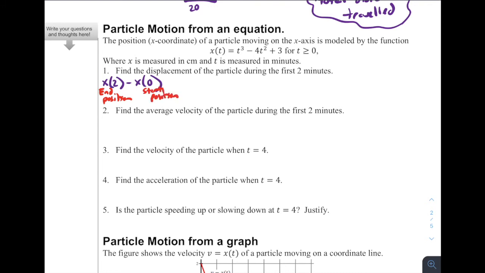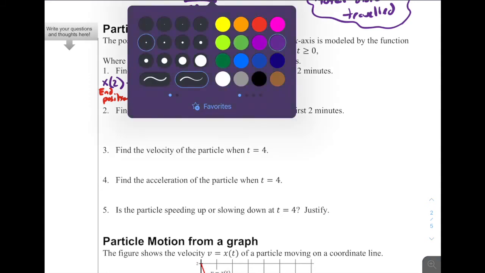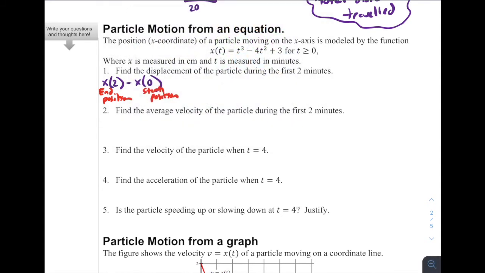So in this case, we're going to want to plug into this equation and figure out what these values are going to be. x of 2, if we do that, is going to be equal to 2 cubed minus 4 times 2 squared plus 3. If we do that, that looks like that's going to be what? 8 minus 16 plus 3. That's going to be what? Negative 5. And then x of 0, the starting position, is going to be what? 0 cubed minus 4 times 0 plus 3. So that's going to be just 3.